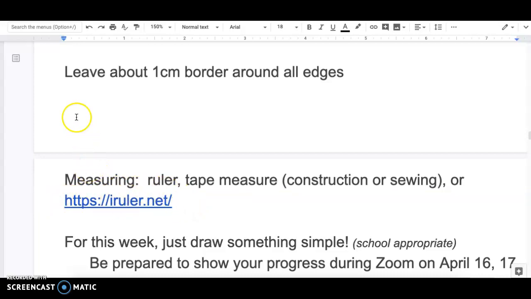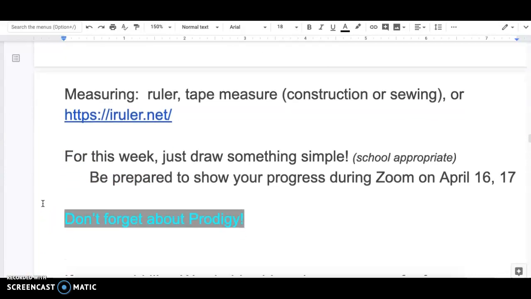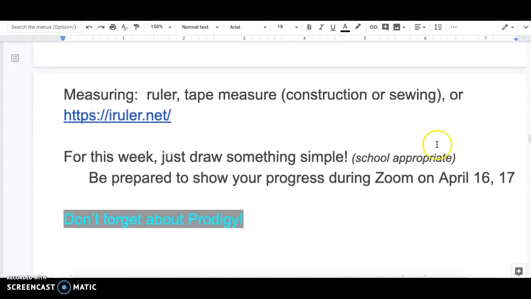So we're looking to, on our palette, leave 1 centimeter edge all around, and we're going to do something with that later. And then for this week, you're just going to draw something simple. It does need to be school appropriate, no inappropriate body parts, no violence, okay? So don't draw like a battle scene with lots of blood, okay? That's not what we're looking for.